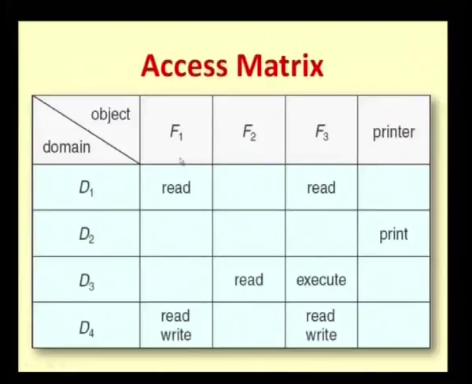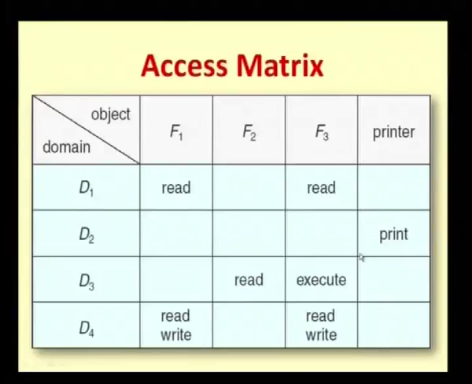So, this is how an access matrix looks. This row represents the domain, the column represents the object. Here we have D1, D2, D3, D4. In this row we have read operation and read operation, whereas domain 2 has the print mode, and that is the reason it could print and it can have access to the printer device. Domain 3 has a read operation and an execute or a write operation. Domain 4 has a read and write operation, and in domain 4 in F3 it again has a read and write operation.